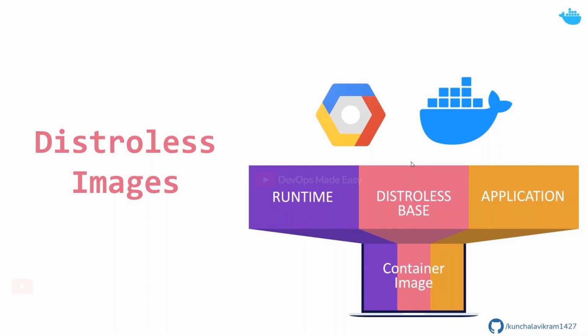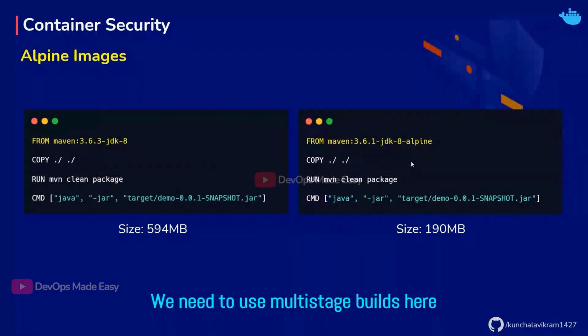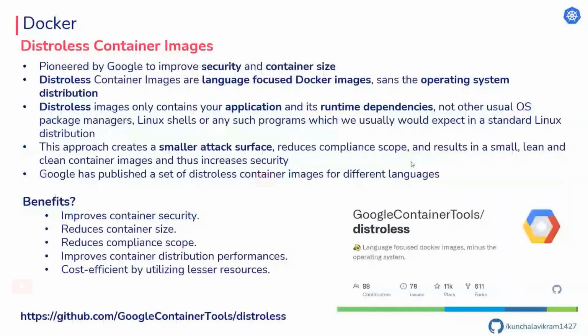Now coming to Distroless images. So we said that having Alpine images will reduce the size of the image. Then what are these Distroless images? These Distroless images were introduced by Google to improve the security of the container images. They are just like your Alpine images, but these will not have any operating system distributions or any utilities. The meaning is these Distroless images will only contain your application and its runtime dependencies.